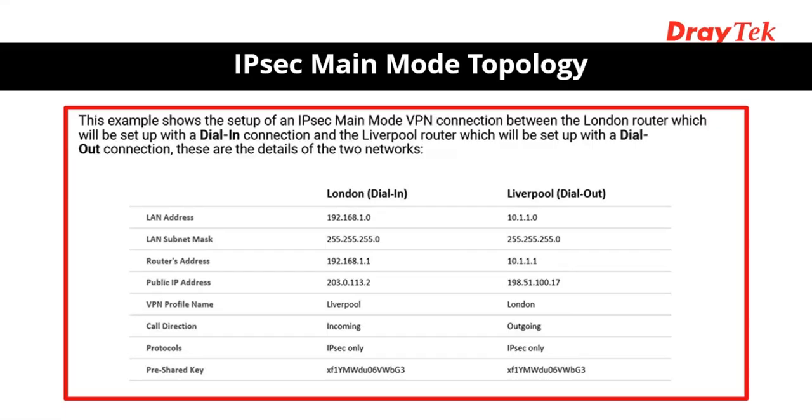We'll now focus on IPsec VPN. I will demonstrate how to set up a VPN between two sites that have a static WAN IP address. Here we have a London site and a Liverpool site. The London site will be the dial-in site and the Liverpool site will be the dial-out site. This table outlines the information that will be applied to each router to set up the VPN connection between them. I'll refer to the information on the table as we proceed with the setup.